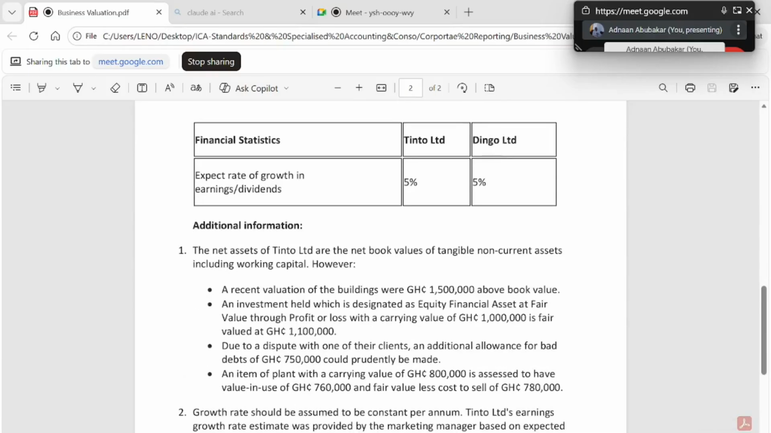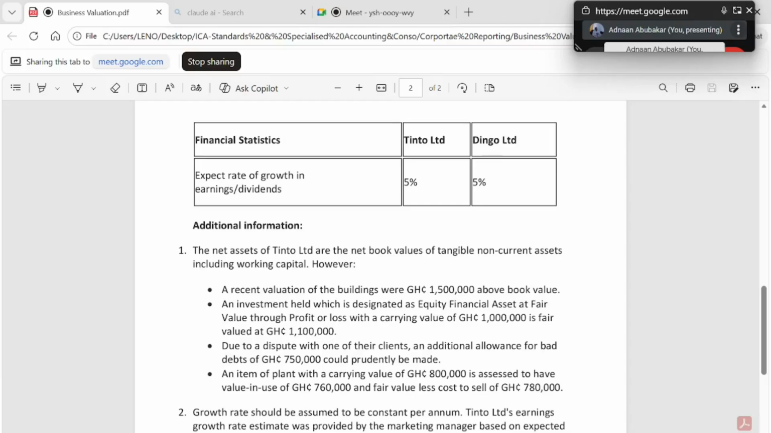Now, when you come here, expected rate of growth in earnings or dividend, 5%. Now, the additional information here: the net assets of Tinto Limited are the net book value of tangible non-current assets, including working capital. However, a recent valuation of the building was 1.5 million above book value. An investment, which is designated as an equity financial asset at fair value through profit and loss, with a carrying amount of 1 million, has a fair value of 1.1 million. Due to a dispute with one of their clients, an additional allowance for bad debt of 700 will prudently be made.